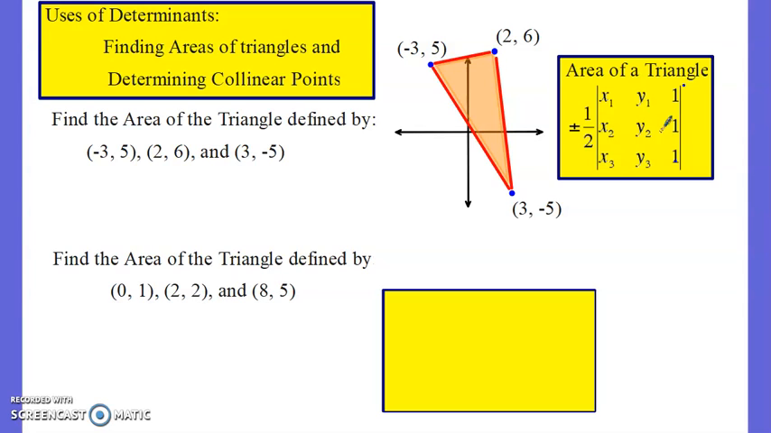So let's do that here. I'm going to pause the video now. I'm going to set up a 3×3 matrix and work out its determinant to help us find the area of this triangle, and then we'll do the same thing for the area of the bottom triangle.